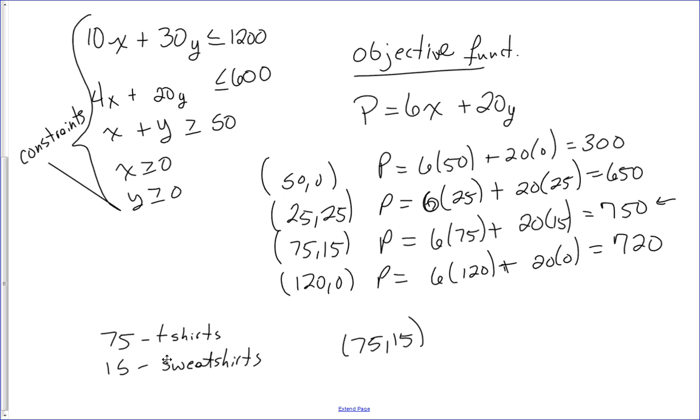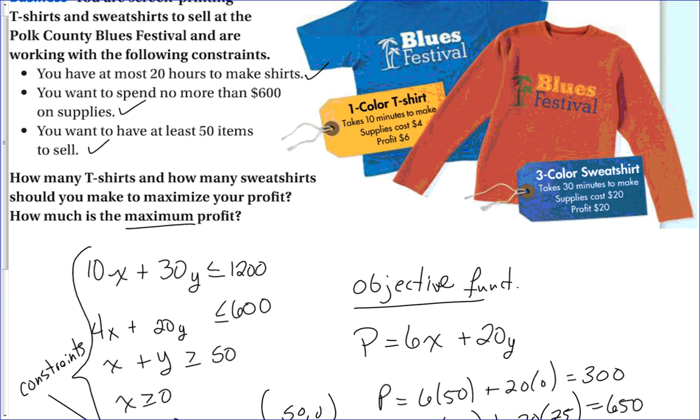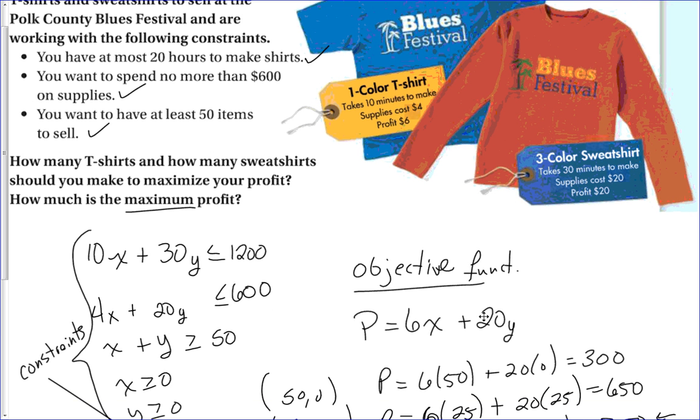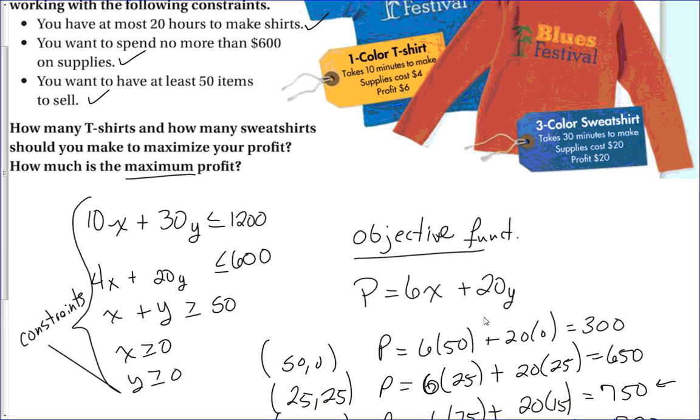All right. And our maximum amount of profit, so our max profit is $750. Okay. That is linear programming. They either give you the constraints and the objective function, or they give you a word problem like we had, and you have to come up with your constraints and your objective function, which isn't too bad.